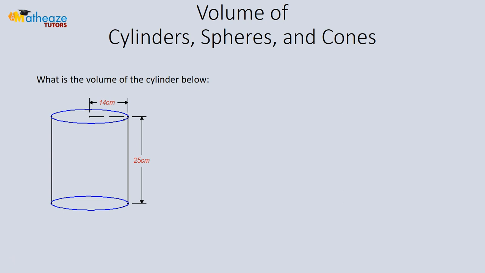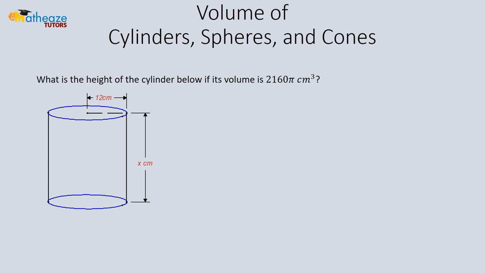So what is the volume of the cylinder below? The volume of a cylinder is pi r squared h, which is pi, the radius is 14 centimeters squared, and the height is 25. So this is going to be pi times 196 times 25, which is going to give us 4900 pi cubic centimeters.